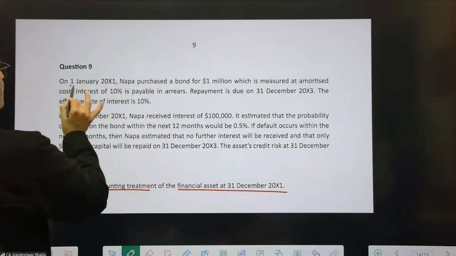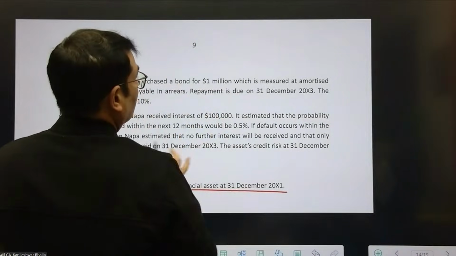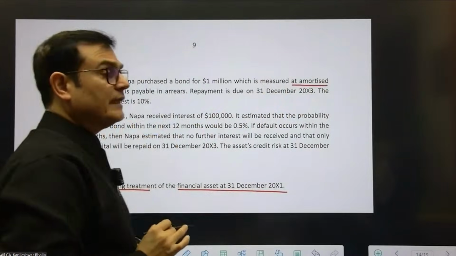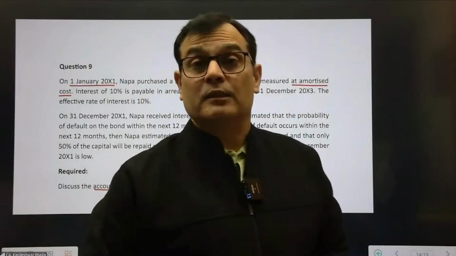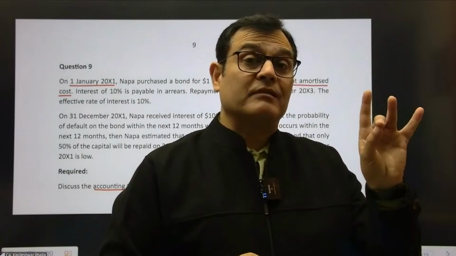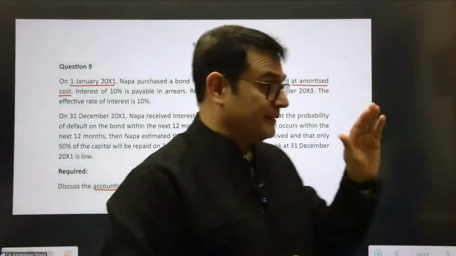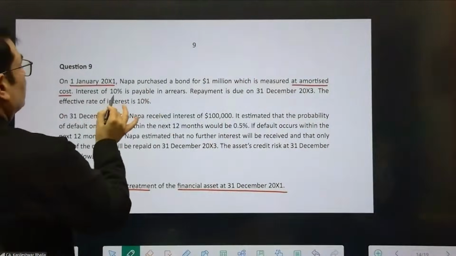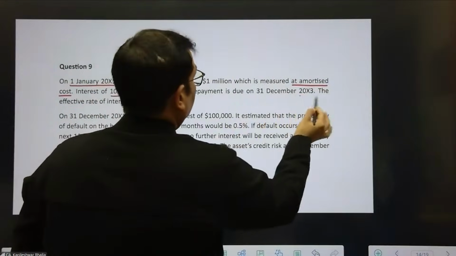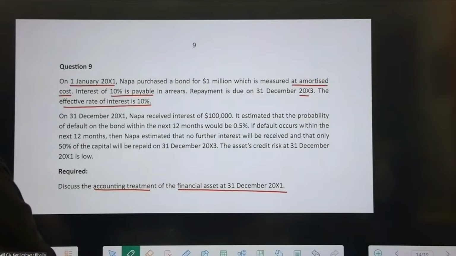It says on 1st January X1, NAPA purchased a bond for 1 million, which is measured at AC. The moment I say it is an investment in a bond measured at AC, it's a debt investment at AC, so it is within the scope of the standard. Step 1. Then he says interest of 10% is payable in arrears and the repayment is on December X3. The effective interest rate is 10%.